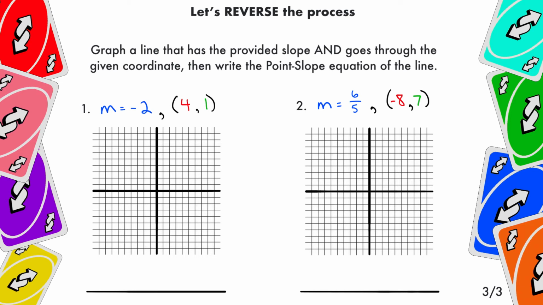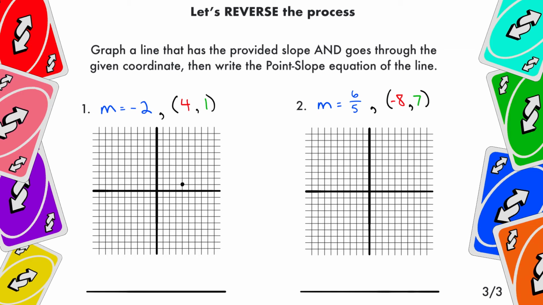So let's deal with the point first. We typically do that first. So positive 4, positive 1 means we're going to go right 4 and then up 1, which is right here. Then my slope is negative 2.